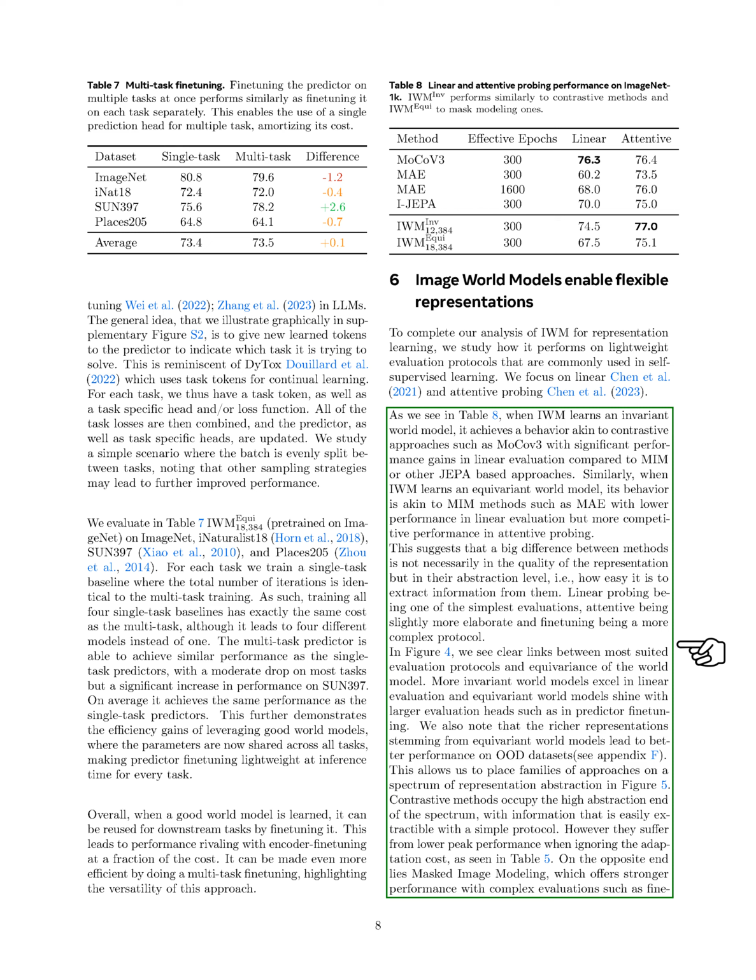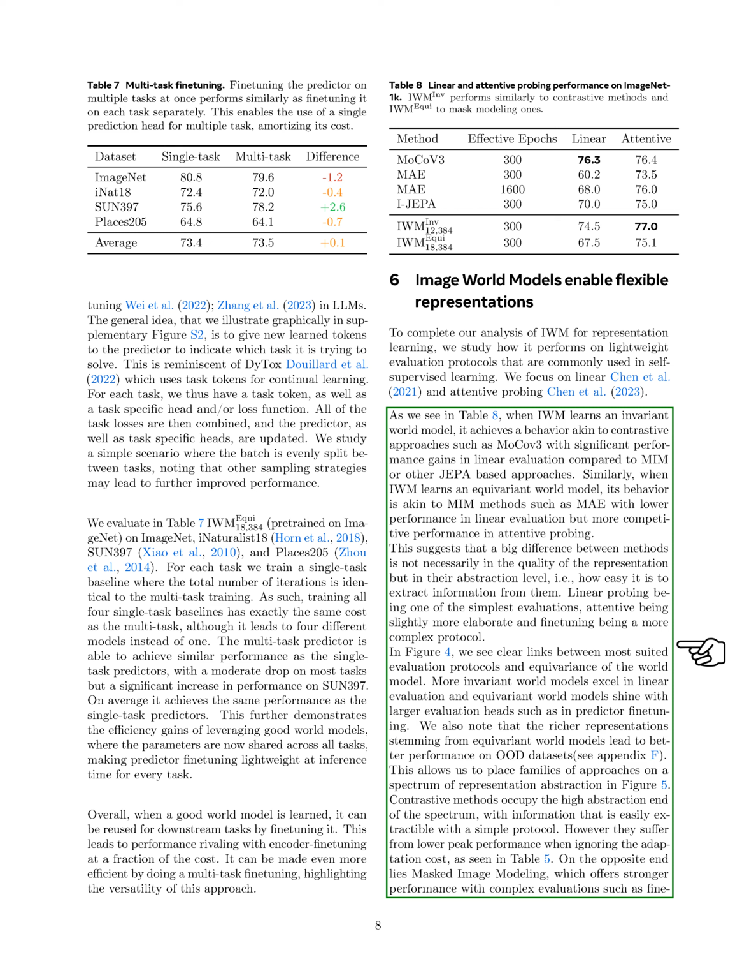This suggests that the key difference between methods may not lie in the quality of the representation per se, but rather in the level of abstraction and how readily information can be extracted from them. We observe a clear correlation between the most suitable evaluation protocols and the equivariance of the world model. More invariant models excel in linear evaluation, while equivariant models perform better with larger evaluation heads, as seen in predictor fine-tuning. Moreover, the richer representations produced by equivariant world models lead to improved performance on out-of-distribution datasets.